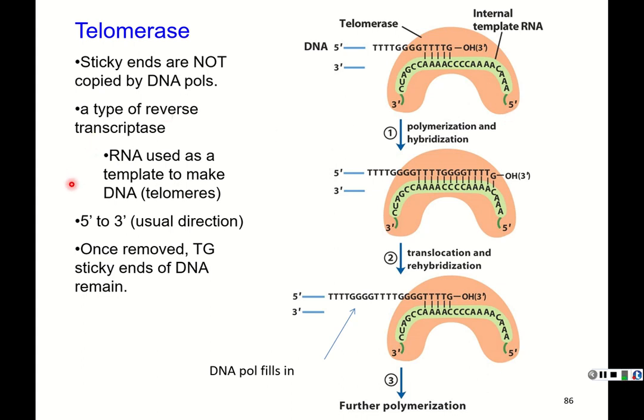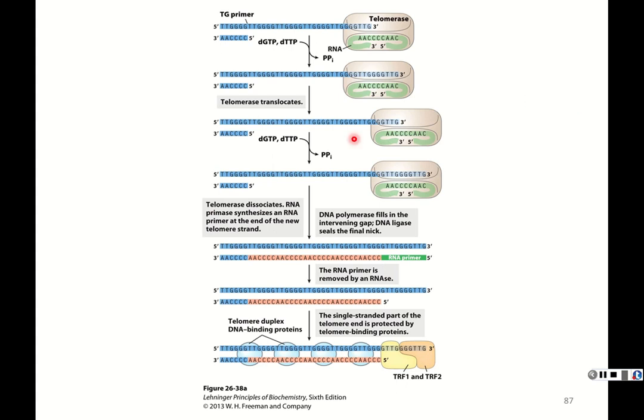All right. It's using a type of reverse transcriptase. So RNA is used as a template to make DNA, specifically the DNA in your telomeres. All right, you're going in the 5' to 3' direction. That's the usual direction of synthesis. Okay, once removed, those TG sticky ends of DNA remain, and the DNA polymerase can then fill those in. Here's just another figure showing how this is happening. So your telomerase, in a sense, can help elongate your telomeres when they're shortened by cell division.